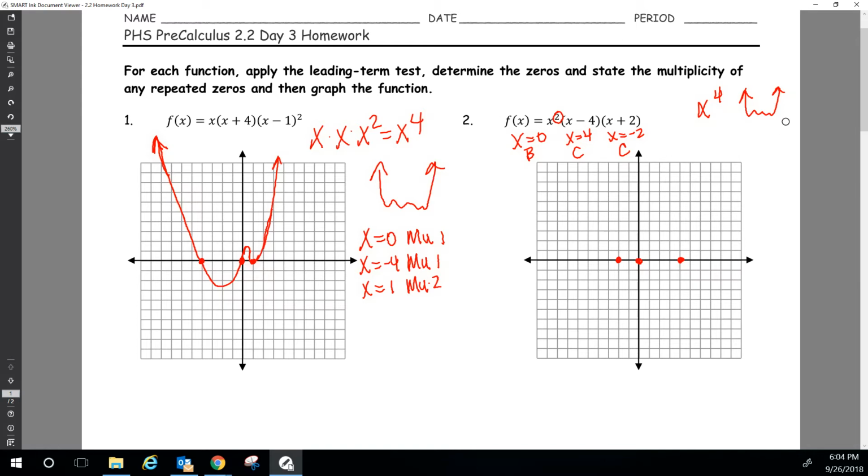I'm going to start high, I need to end up high. So starting high, at -2 I cross, at 0 I bounce, at 4 I cross, and I end up high. So we did it right.